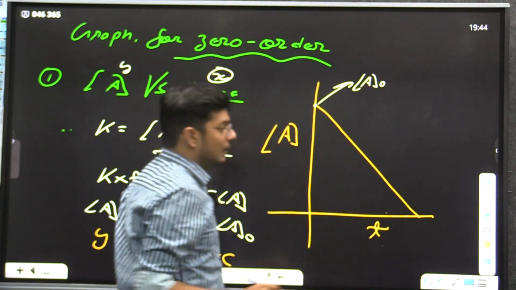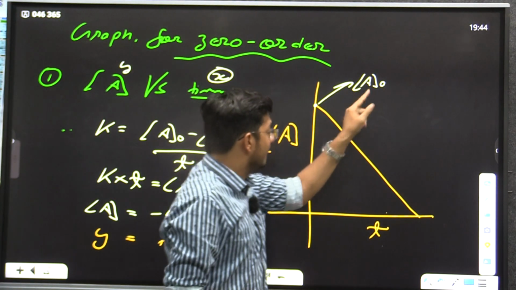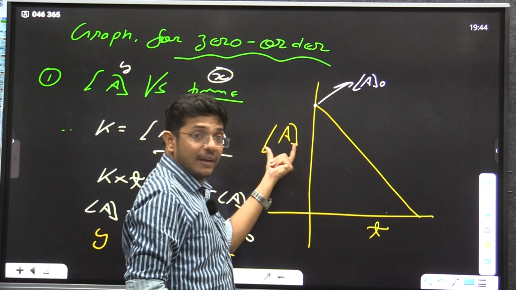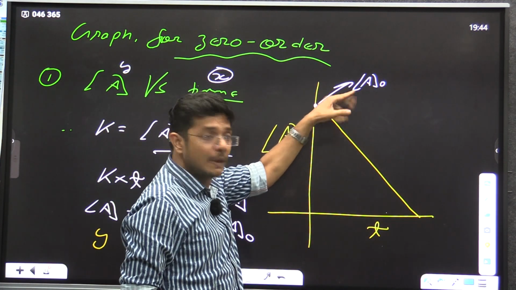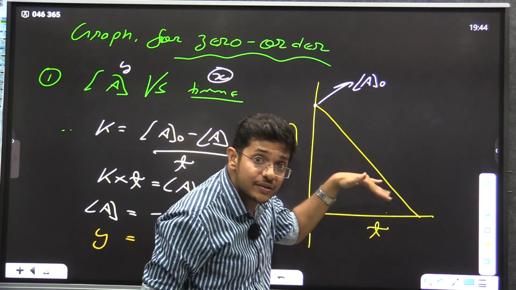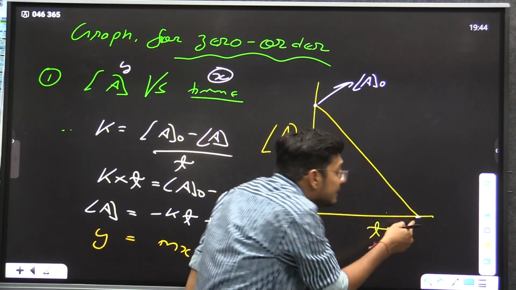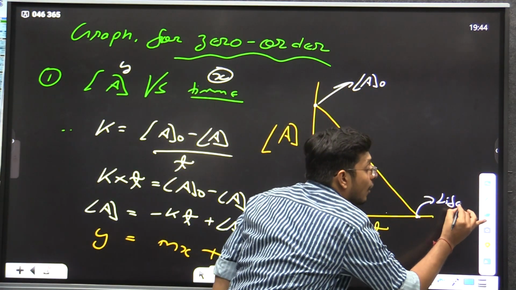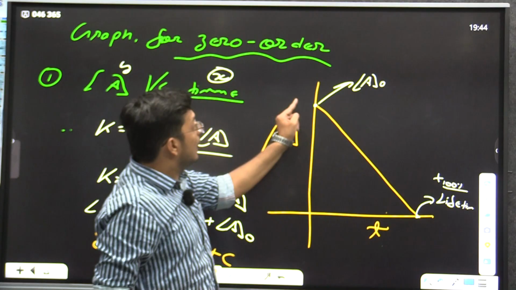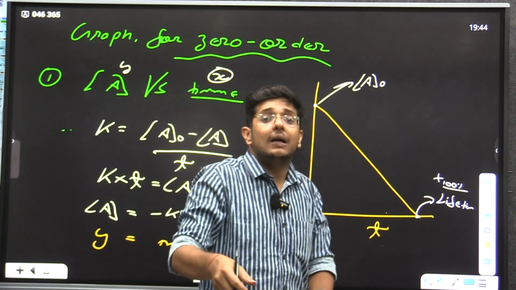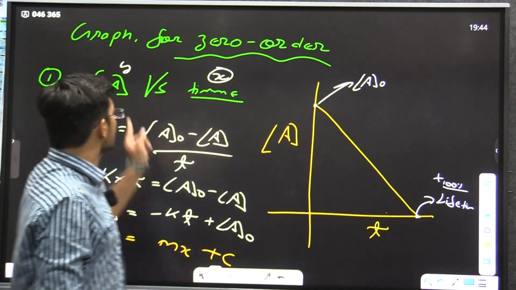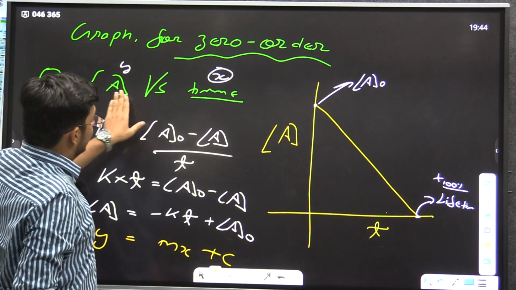This c is nothing but A naught. Now how do we read this data? When the time is 0, the concentration of the reactant is equal to the initial concentration, and as the time goes on increasing, the concentration of the reactant decreases. So what is this point? This is the lifetime point, or T 100%, where no amount of the reactant is left, or 100% is converted to product P. So this is the graph for the concentration of A versus time T.